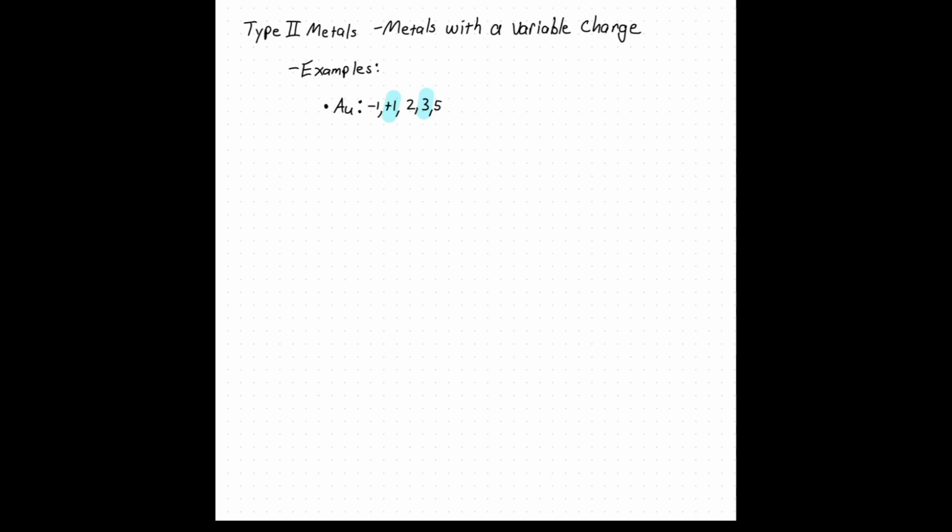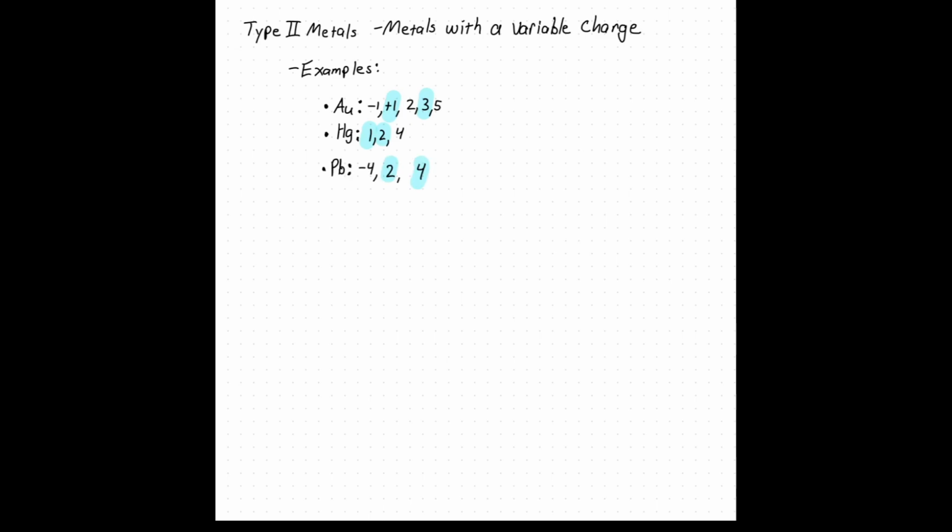I have listed out here all the possible charges, or at least all the observed charges that we've seen in gold. And that is -1, +1, +2, +3, and +5. In blue or teal, I have highlighted the 2 most common. Most of the time, if you encounter gold, it's going to be +1 or +3 as an ion. And then I have mercury. Mercury can take a +1, a +2, or +4 charge, and the most common are +1 and +2.